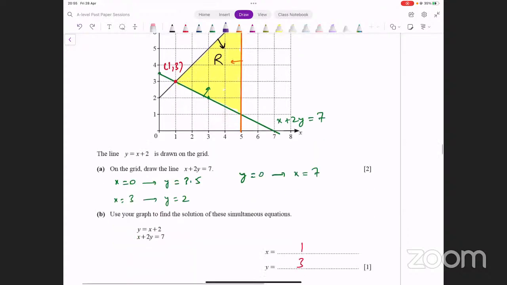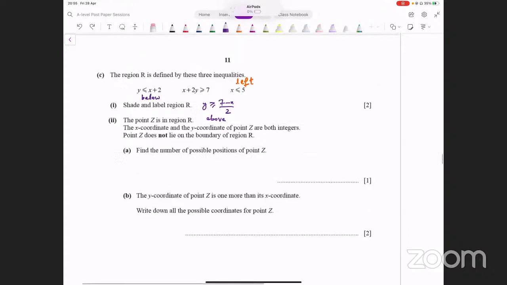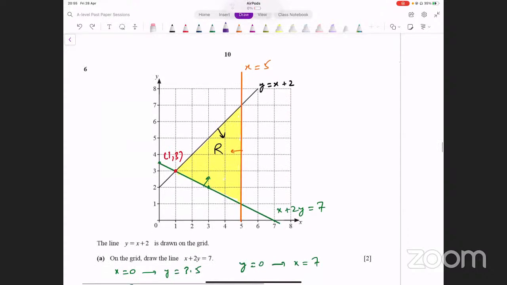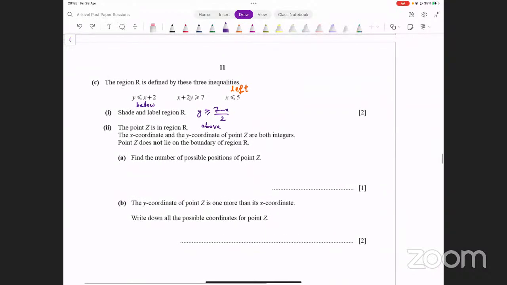अच्छा, okay, it says point Z does not lie on the boundary. इसका मतलब है जो लाइंस है ना उसके ऊपर, लाइन के ऊपर नहीं लाई करते, यानी कि ये वाला पॉइंट पॉसिबल नहीं है, ये वाला पॉइंट पॉसिबल नहीं है, ये पॉइंट्स पॉसिबल नहीं है, बाउंड्री के ऊपर नहीं है, दरमियान में है, कहीं पे अंदर है उसके. अच्छा ठीक है, find the number of possible positions of the point Z.